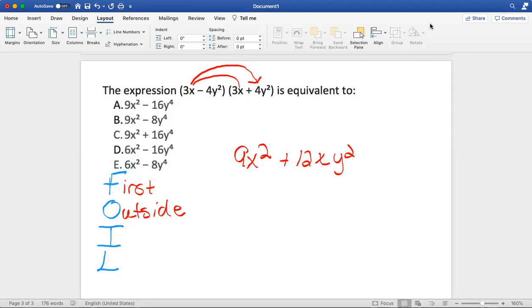When I did the problem earlier, guys, I was just showing you a shortcut because they're conjugates. You multiply the first two, last two. But this is still another way to do it, okay?